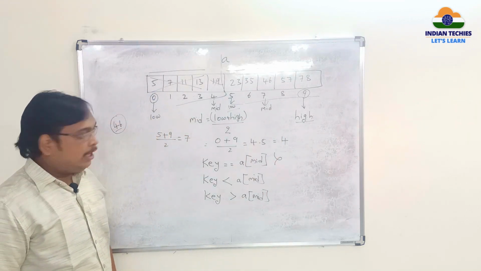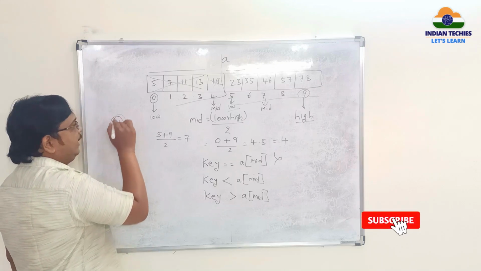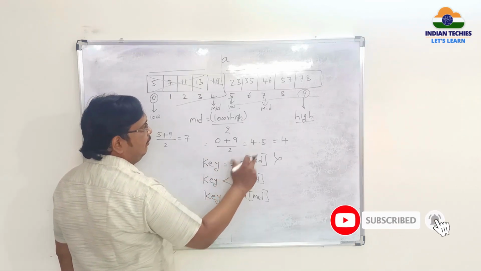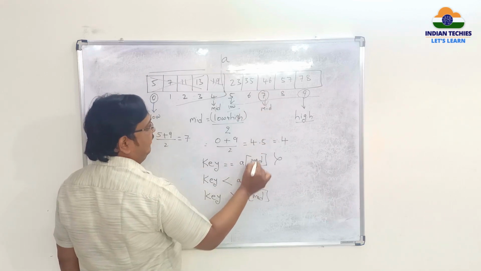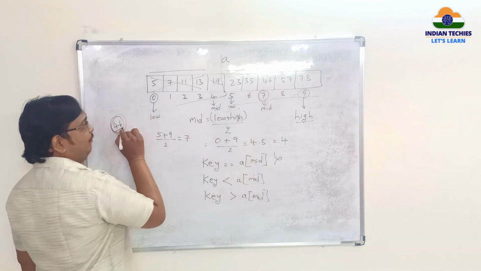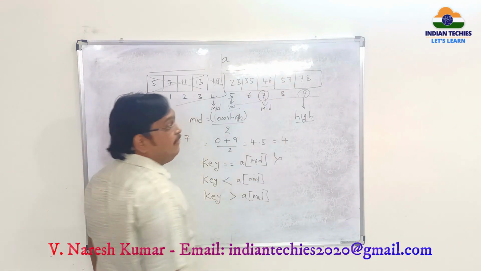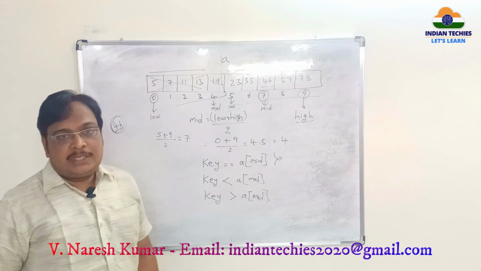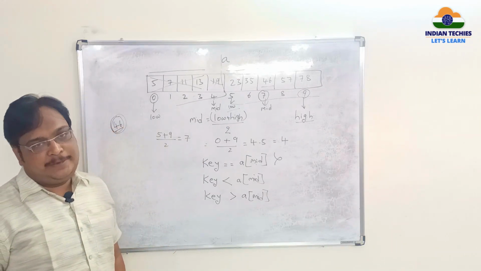Right? Now start comparison. What is your first condition? Whether your key is equal to A of mid. What is your mid? 7. A of 7 is 46. What is this here? 46 and here also 46. So your element has been found. This is how you perform binary search until your element is found.